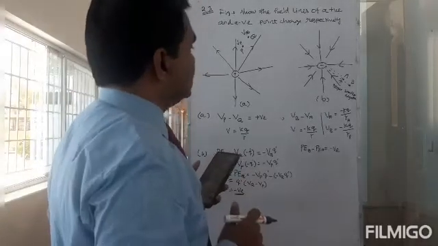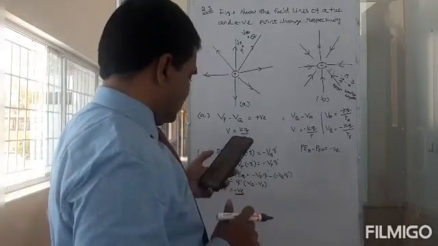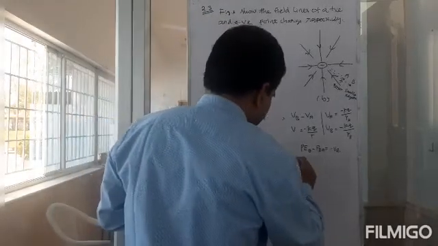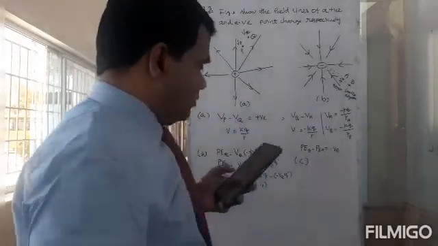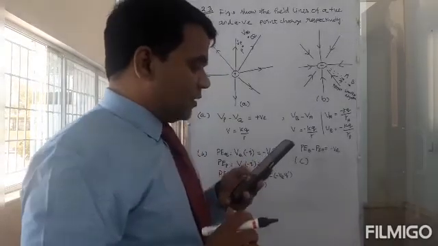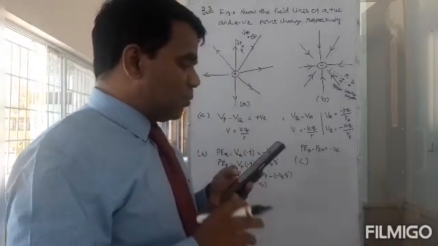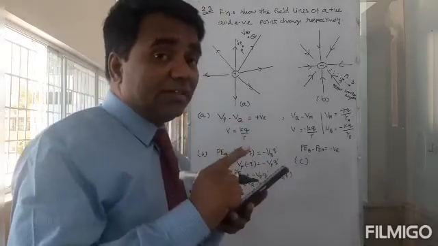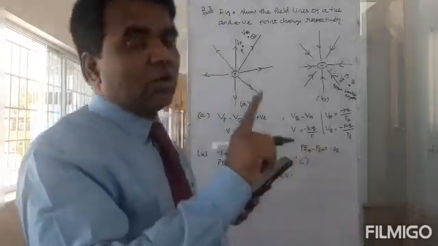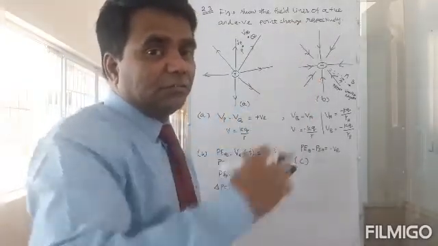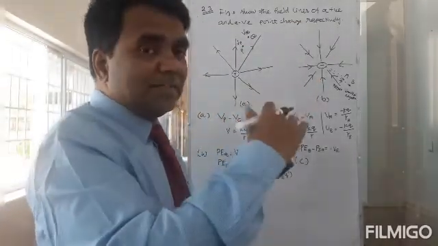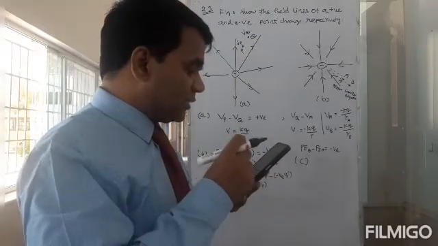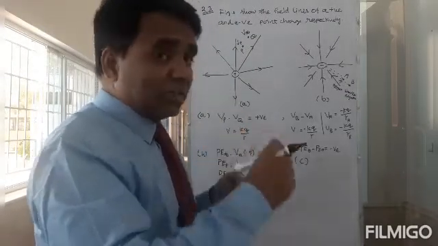And what is the third question? Question C. Give the sign of the work done by the field in moving a small positive charge from Q to P. Now they want the sign of the work done by the field, not by the external force. Okay, the work done by the field. What are you doing? Moving the positive charge from Q to P.